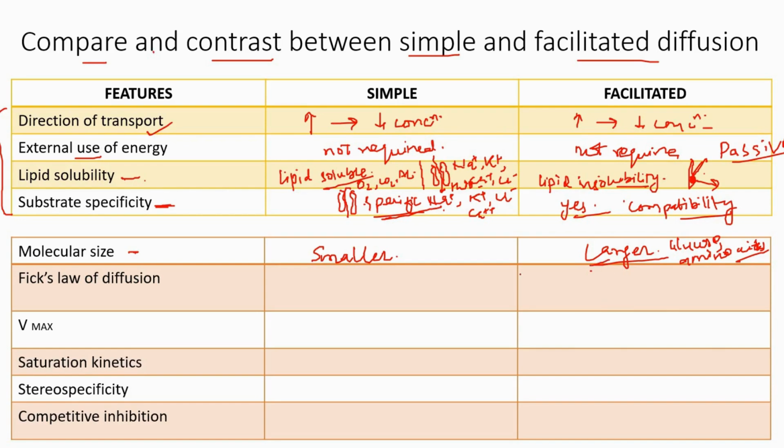These are larger molecules as compared to the simple diffusion molecules, which are smaller, like gas particles, oxygen, carbon dioxide, water, ions, all smaller molecules. Next feature, Fick's law of diffusion.